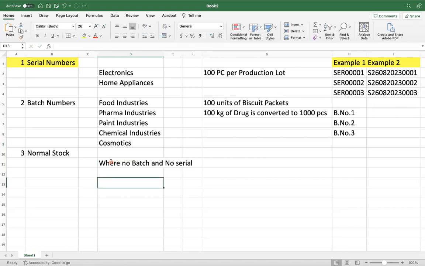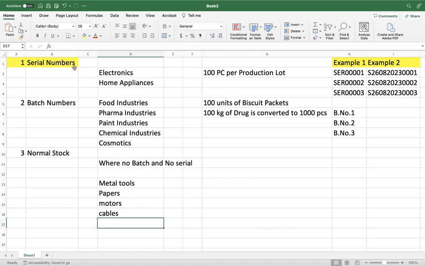Coming to normal stock, where there is no batch and no serial number. For example, iron tools, metal tools, papers, mortars, cables, and all these kinds of products. They don't use serial numbers or batch management. So now you can understand that.